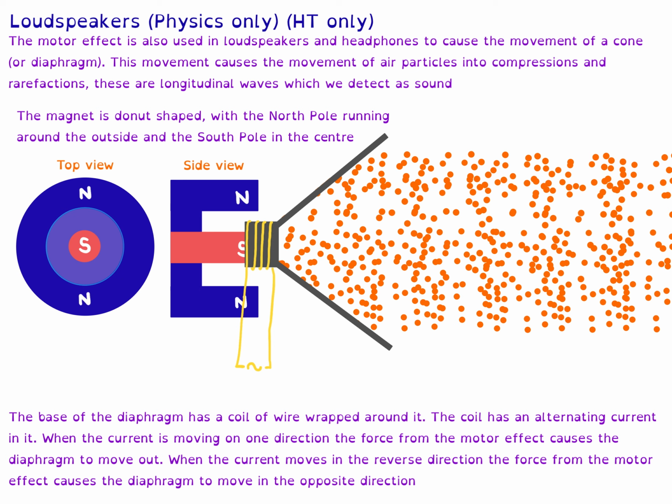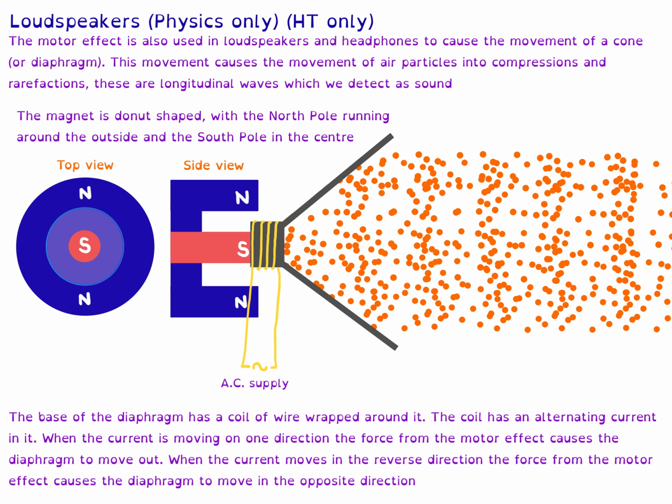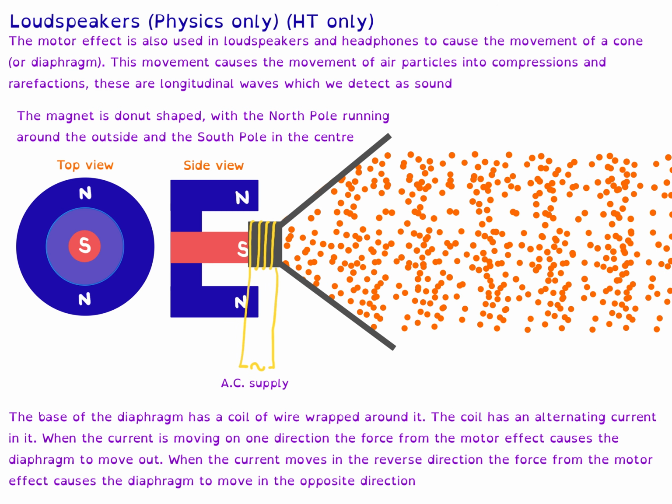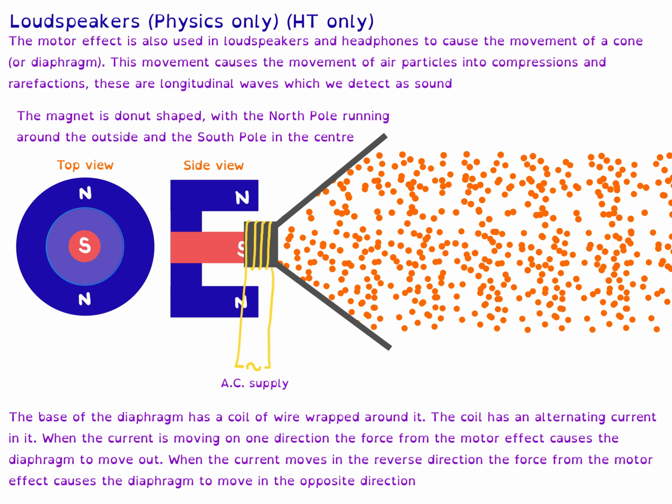The coil has an alternating current in it. When the current is moving in one direction, the force from the motor effect causes the diaphragm to move out. When the current moves in the reverse direction, the force from the motor effect causes the diaphragm to move in the opposite direction. The constant motion of the diaphragm causes compressions and rarefactions in the air, and this is your sound wave.